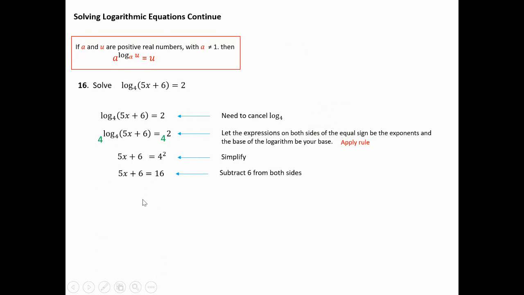Then we solve for x. Subtract 6 from both sides, so 5x equals 10. We divide both sides by 5, and it should give us 2 as the answer. My bad, I was thinking about the answer already. So the answer is 2.